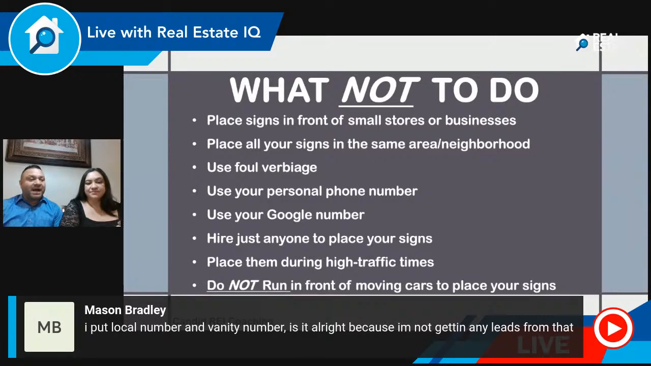Again, don't place them out there when it's high traffic. Wait till the evenings to start putting them out. And guys, again, do not run out in front of moving cars to place your signs.